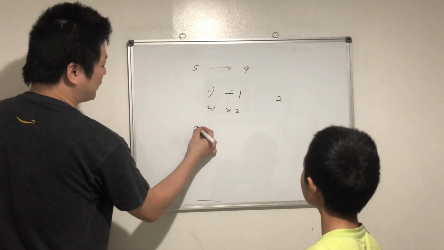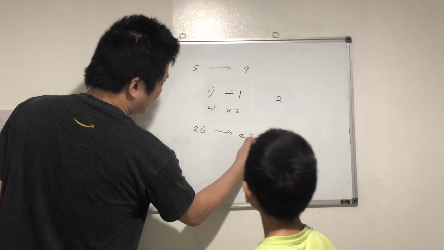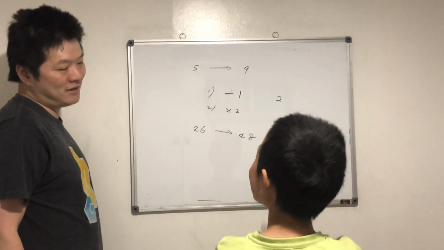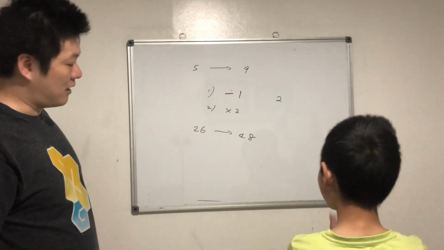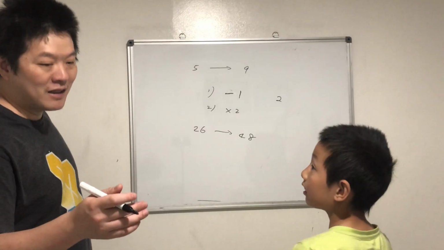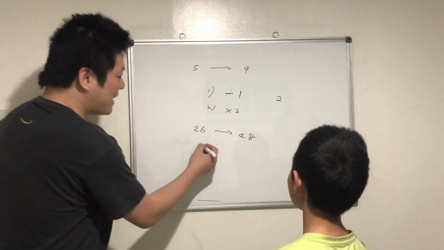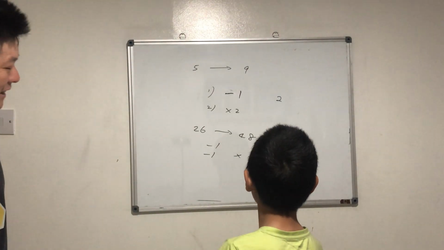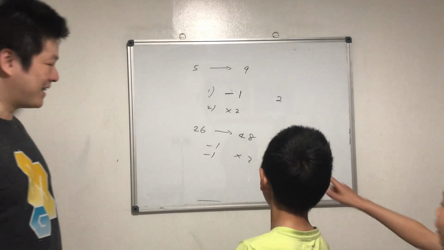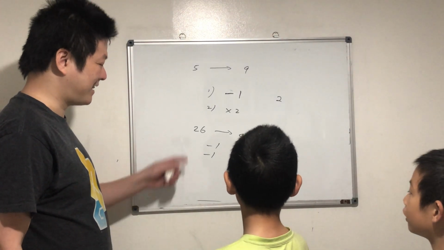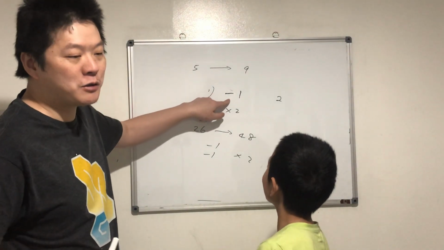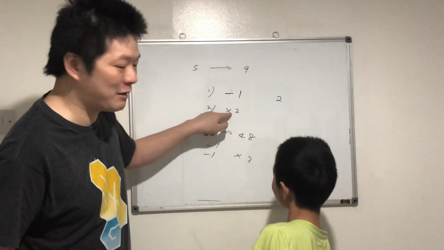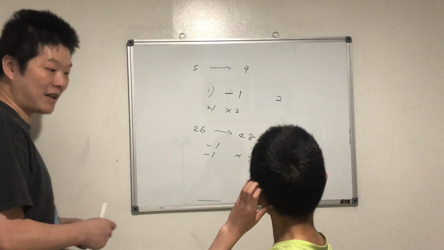Okay, let's try another number. 26 to 48. How many operations do you need? Minus 2 and times 2. Well done. Minus 1, and then times 2. You need 3 operations. Does it make sense? 26 minus 2 equals 24, times 2. Well done. Because you can choose to minus 1, and you need 2, and it becomes 24 and then times 2. Well done, Ryan. You got it. Does it make sense?